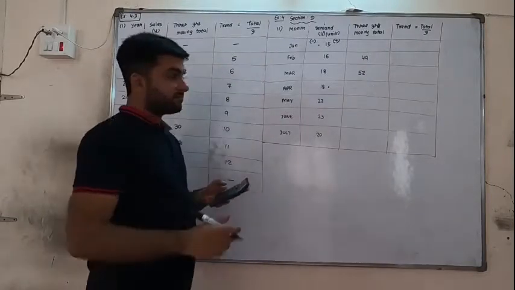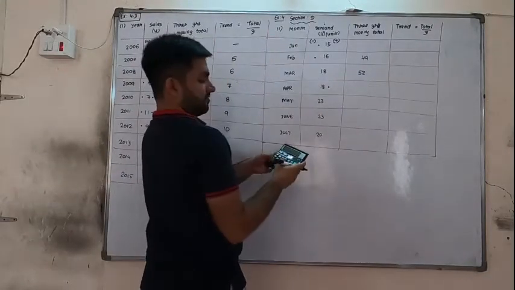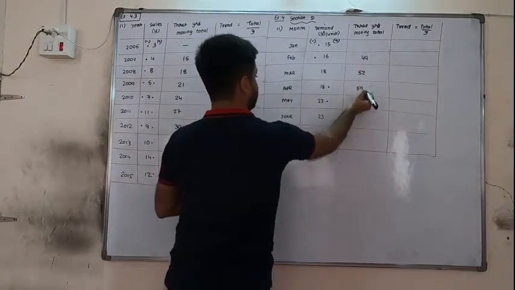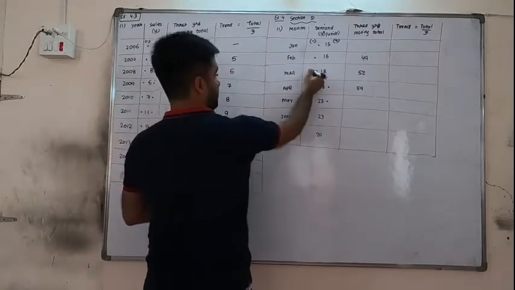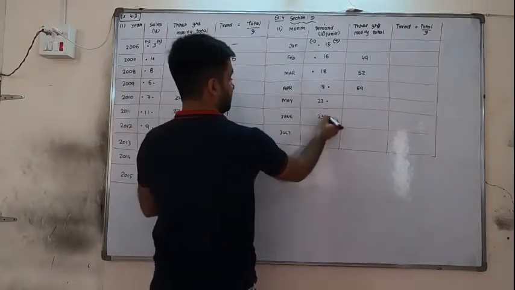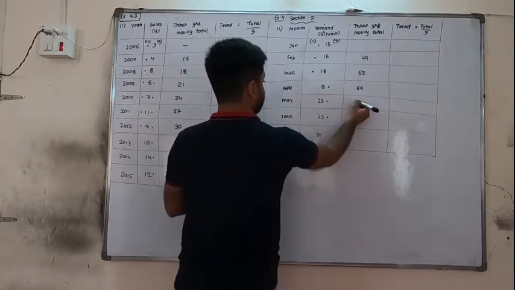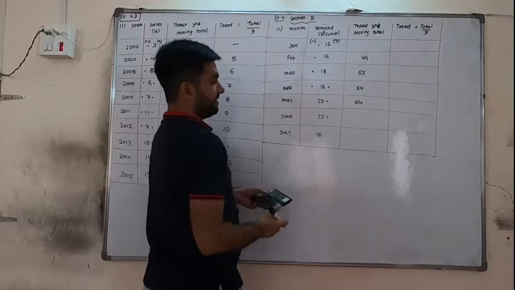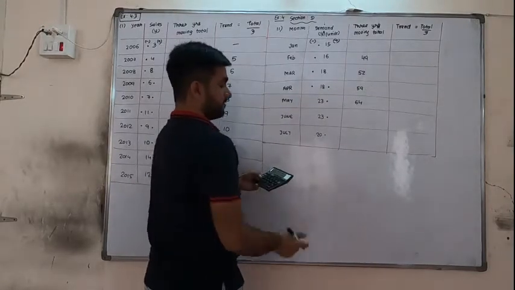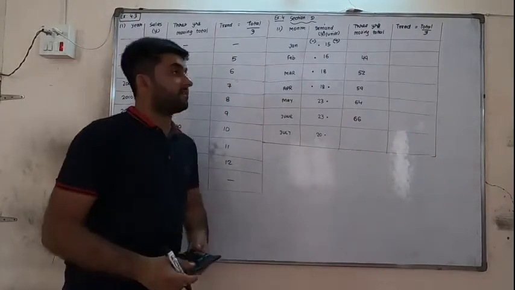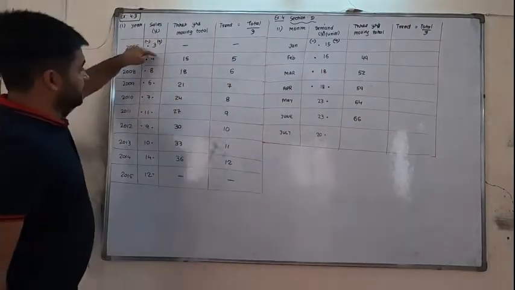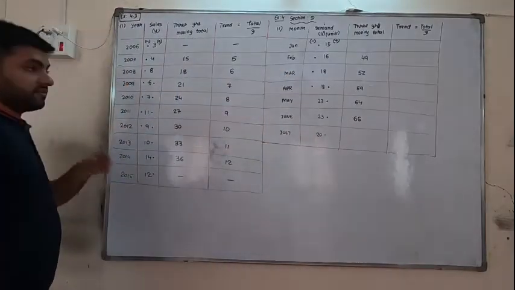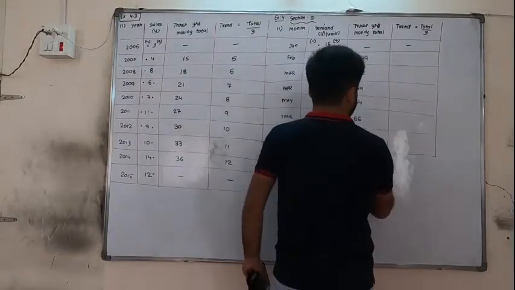52. Then minus 16, so minus 16 is done. Plus 23, so plus 23 is done. 59. Again minus 18, again plus 23, so 64. Again minus 18 plus 20, 66. Now check, we are having 3 months, so here 3 dots will not be there. First 2 dash, last 2 dash.